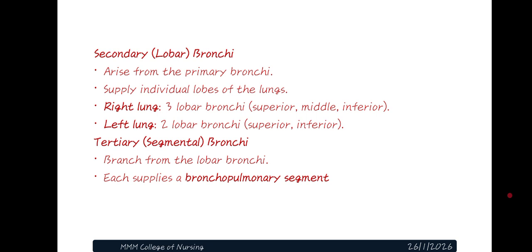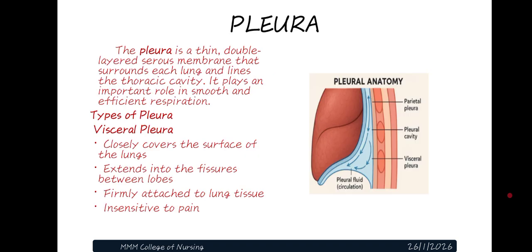Secondary lobar bronchi arise from the primary bronchi and supply individual lobes of the lungs. Right lung: three lobar bronchi, that is superior, middle and inferior. Left lung: two lobar bronchi, that is superior and inferior. Coming to the tertiary or segmental bronchi, they branch from the lobar bronchi, and each supplies a bronchopulmonary segment.